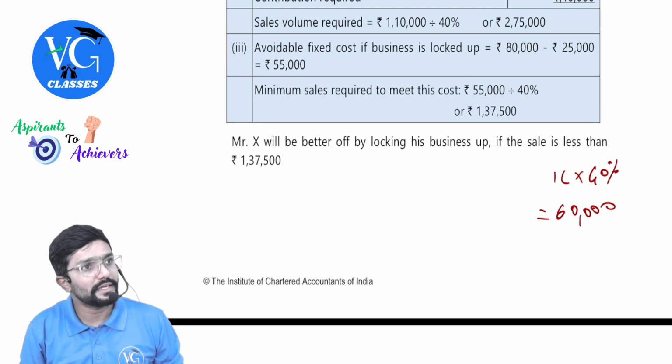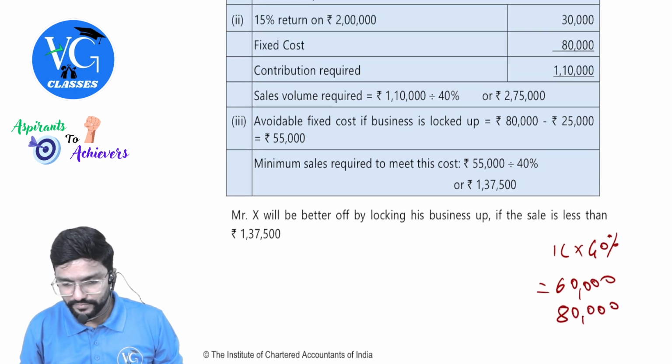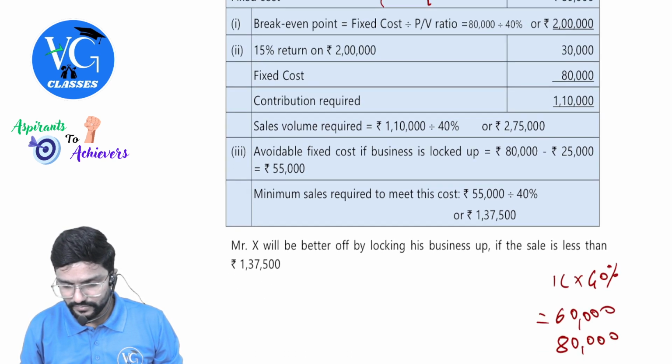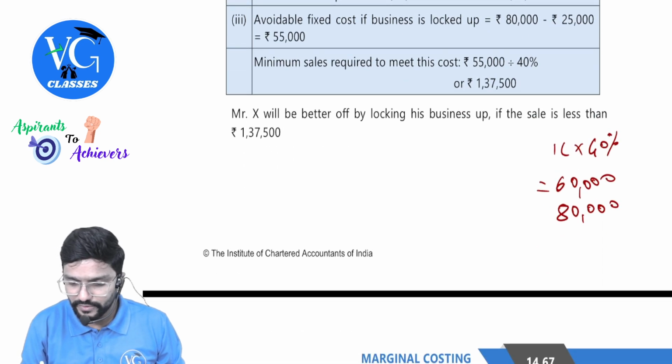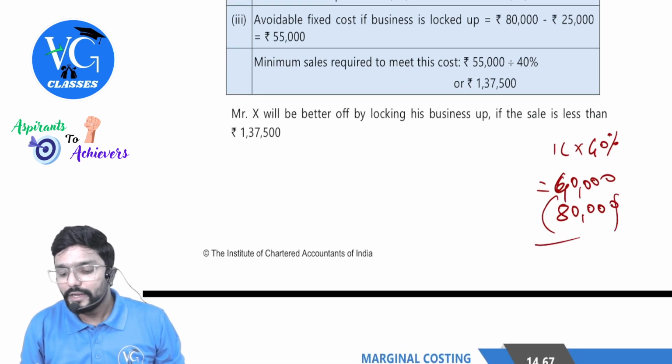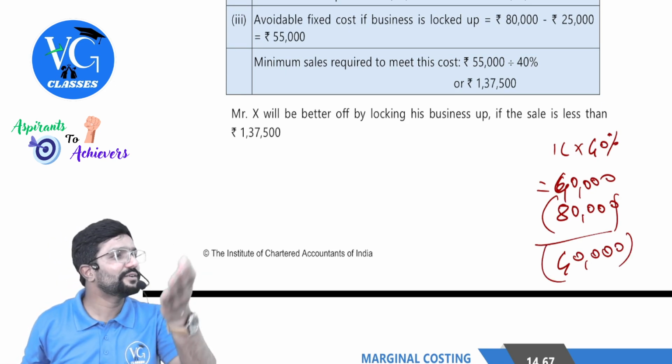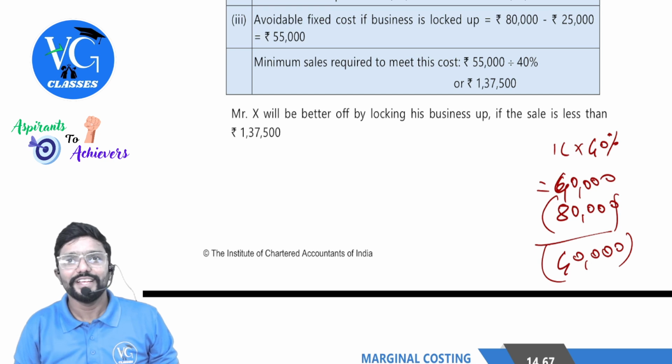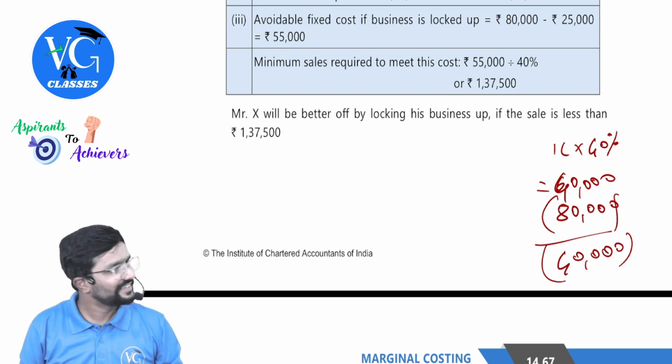Correct? Yes, sir. Now, how much is my fixed cost? 80,000. 40% only, no? Sorry, 40,000. Okay. Now, how much is the loss? 40,000. If I shut down, how much is the loss? 25. Better shut down. If I continue, 40,000, no?